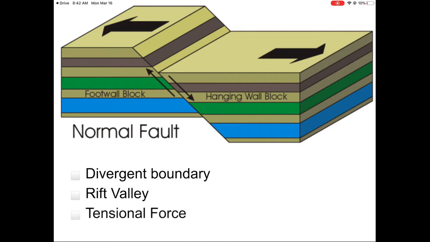Okay, so we've got a tensional force pulling those two plates apart, and this plate that we're going to call the hanging wall block, you can kind of see because it's slanted, it kind of has an overhang. If you look at the middle there, that one's going to slide down the foot wall, and we call it the foot wall because the more slanted part is at the bottom. So that's a normal fault. They're separating, it's a divergent boundary, and one plate is going to slide down the other. So it looks normal, right? So that looks like it should be sliding down.